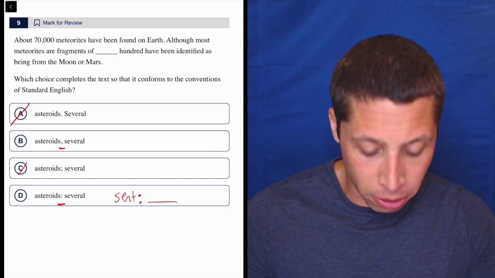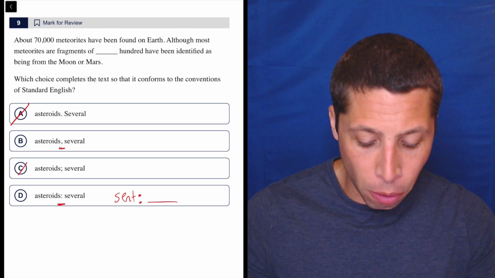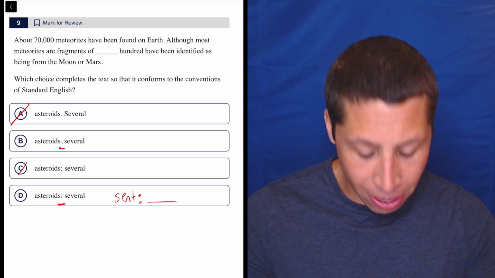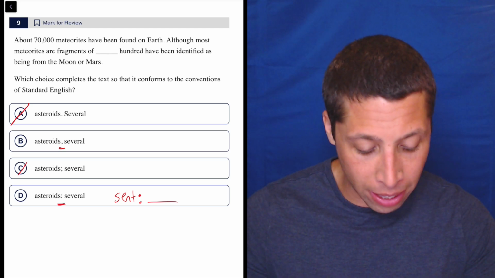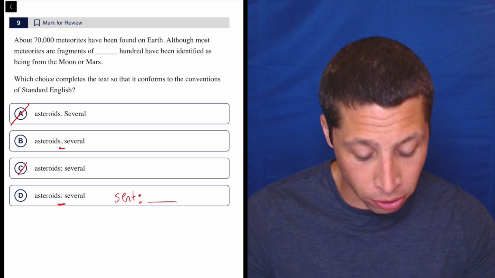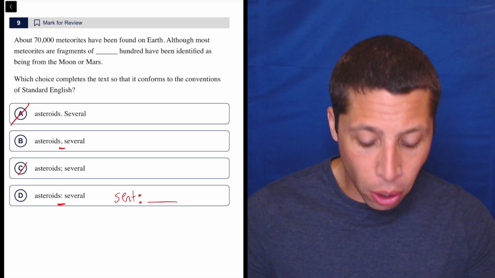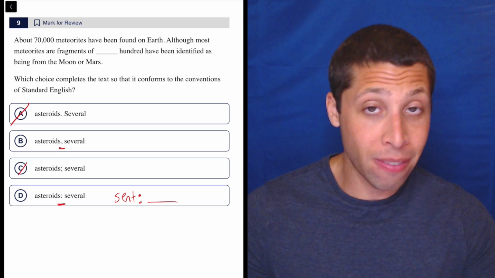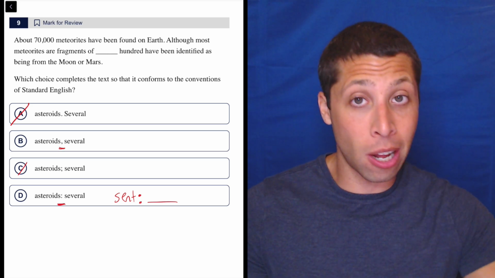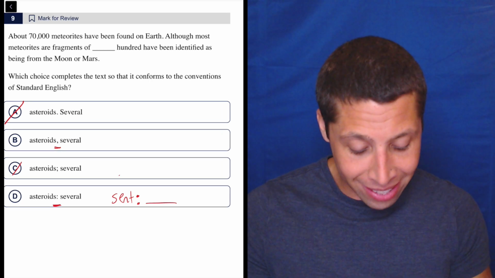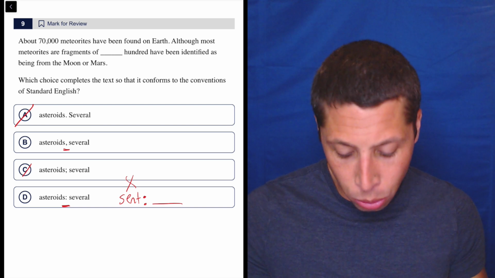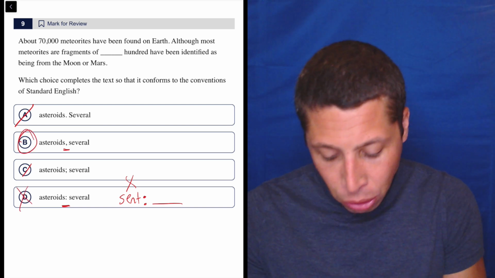About 70,000 meteorites have been found on Earth. Although most meteorites are fragments of asteroids, several hundred have been identified as being from the moon or Mars. So hopefully you hear this. The first part is not a sentence. Although most meteorites are fragments of asteroids, that is a lead-in clause, that is an intro clause. So that is not a sentence, meaning we cannot use the colon here. We have to use a comma.